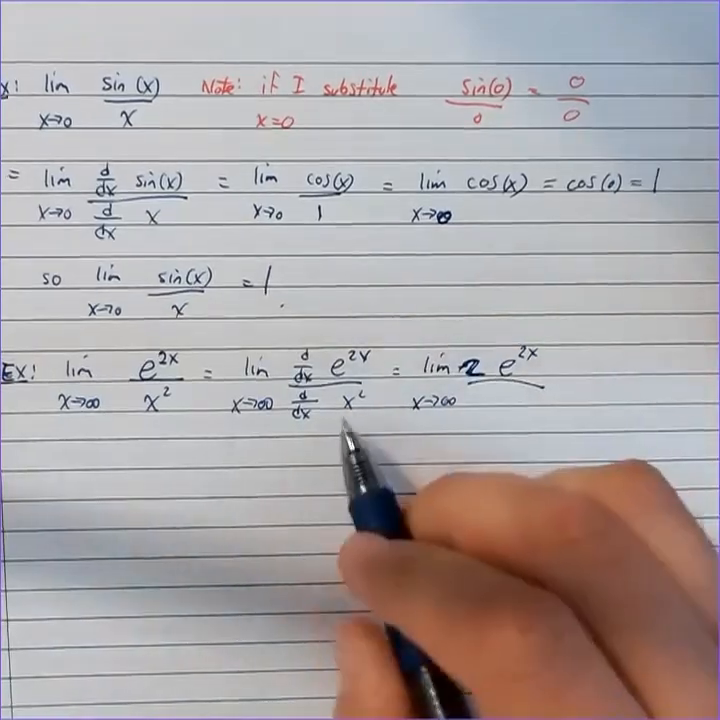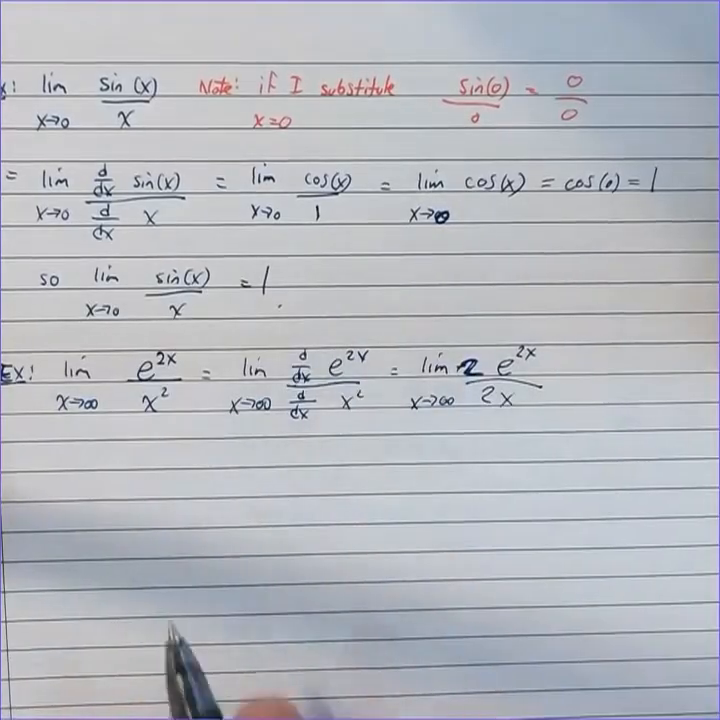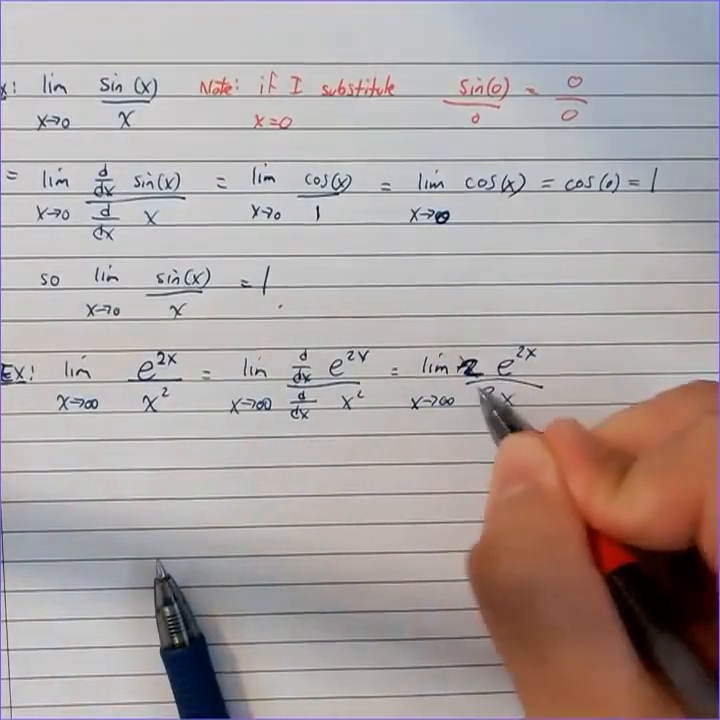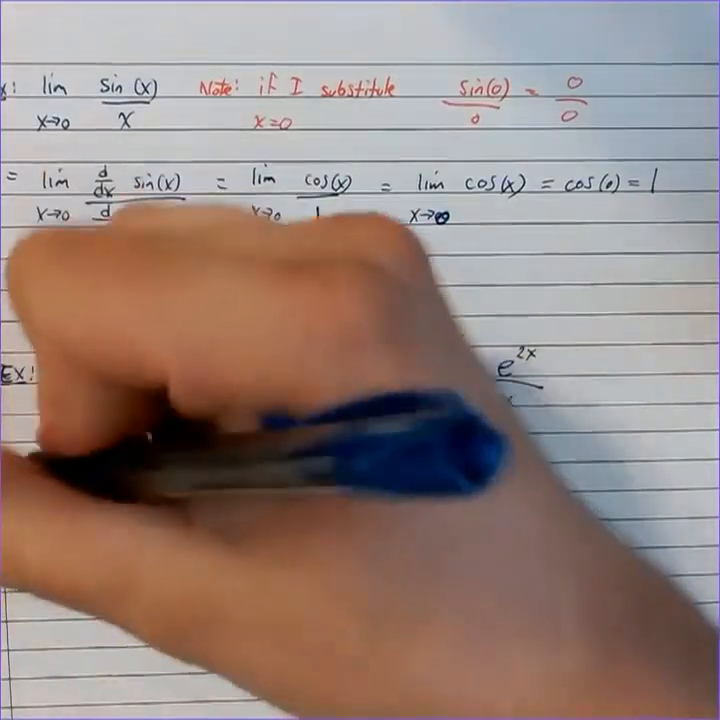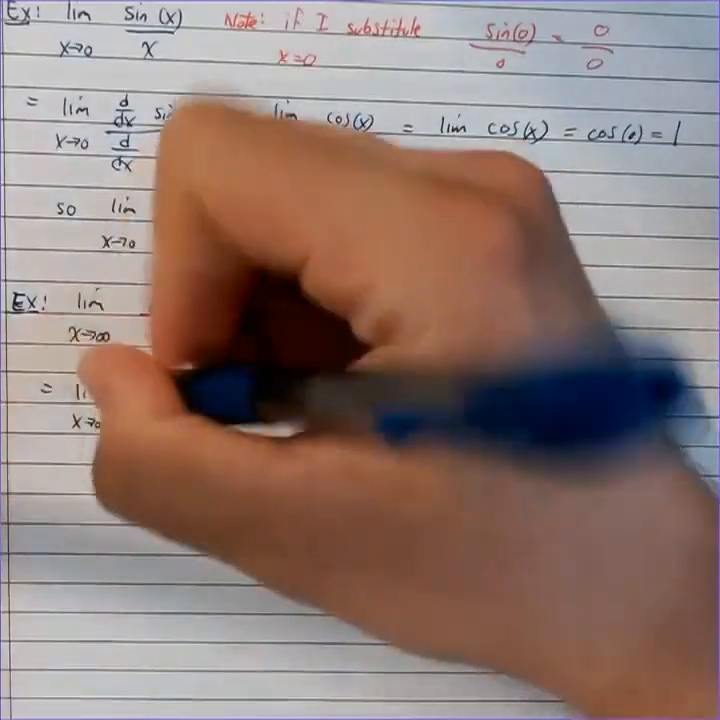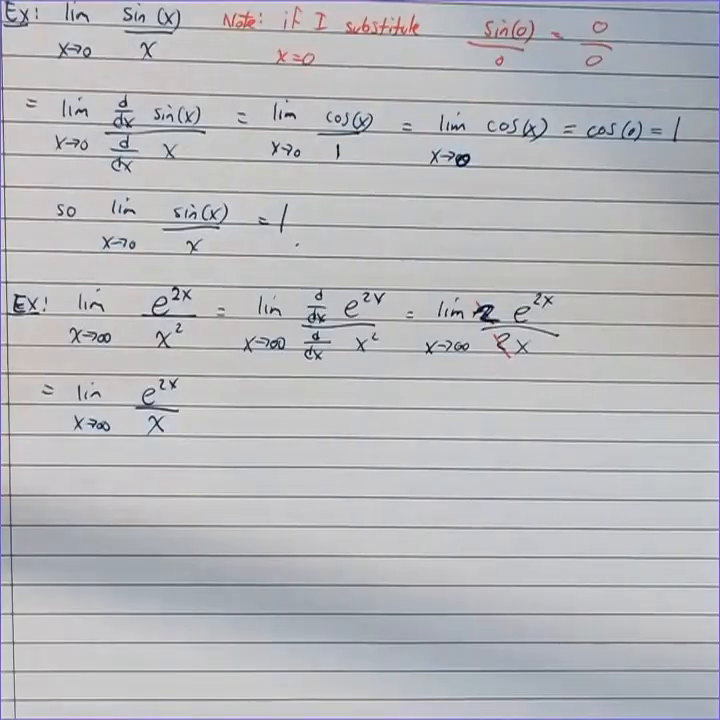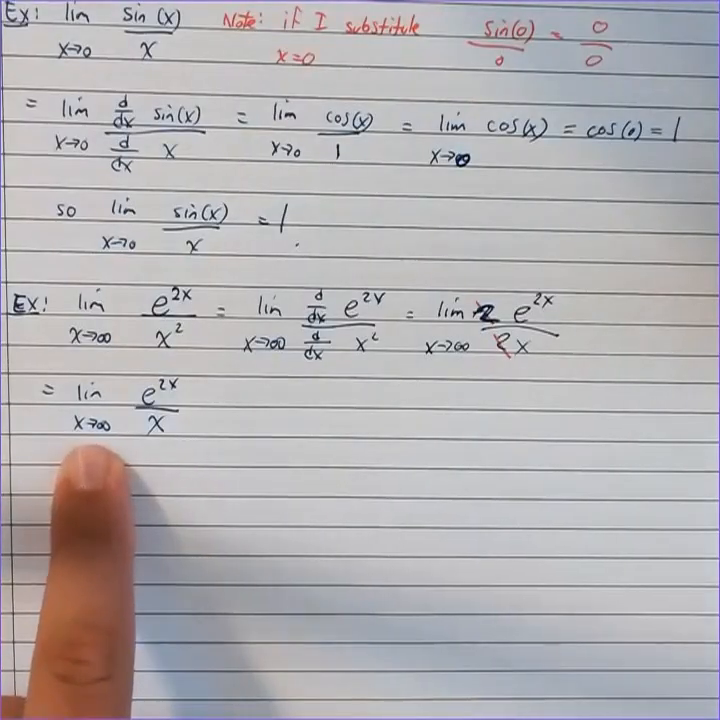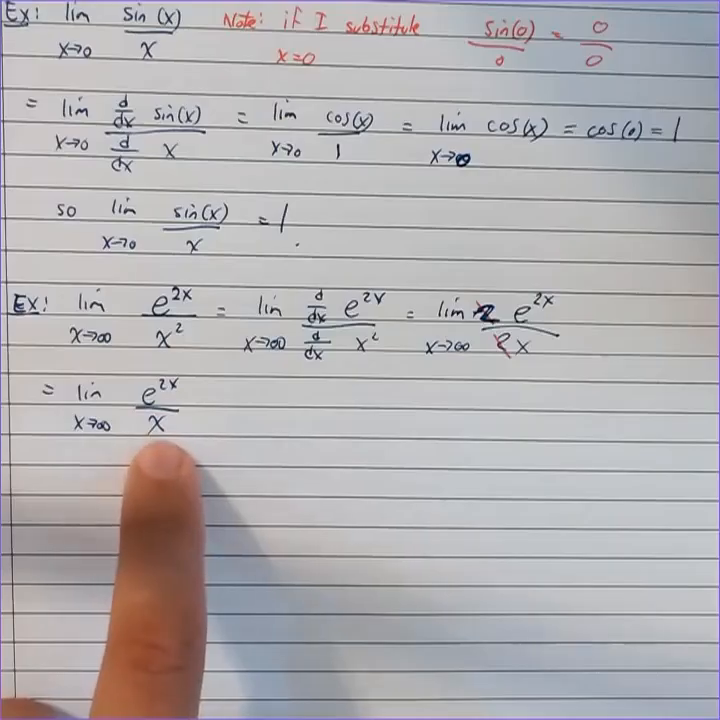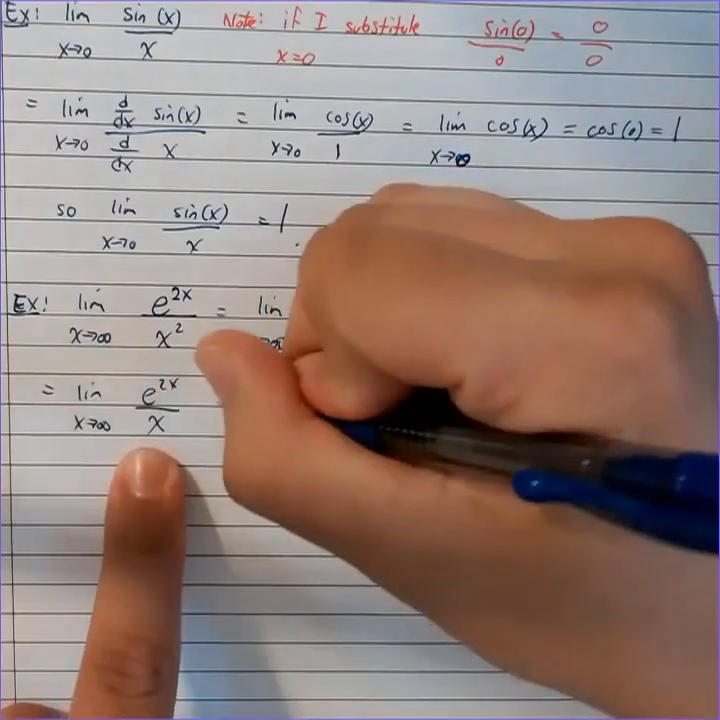Okay. Over, now I want the derivative of the denominator. The derivative of x squared is just 2x. I notice these two divide away. 2 divided by 2 is equal to 1. And I'm left with the limit as x approaches infinity of e to the 2x over x. And notice that that is also indeterminate. If I say, okay, x approaches infinity, that's going to be infinitely big, and that's going to be infinitely big. So this is also of an indeterminate form. Oh, but that means L'Hopital's rule applies to this one as well. So, by L'Hopital's rule, we can say this.